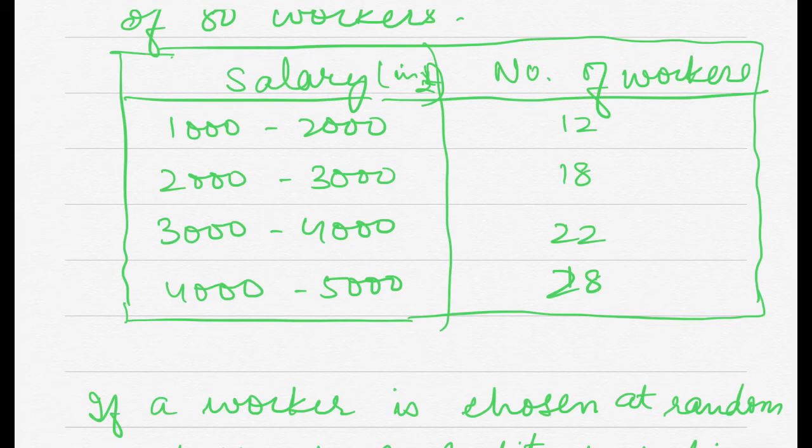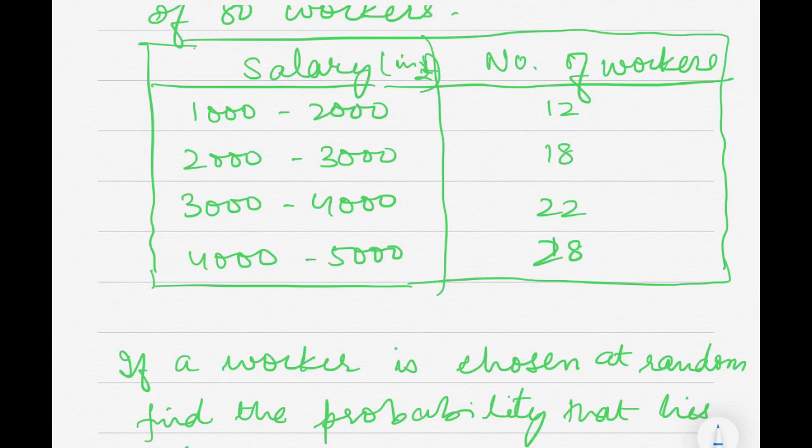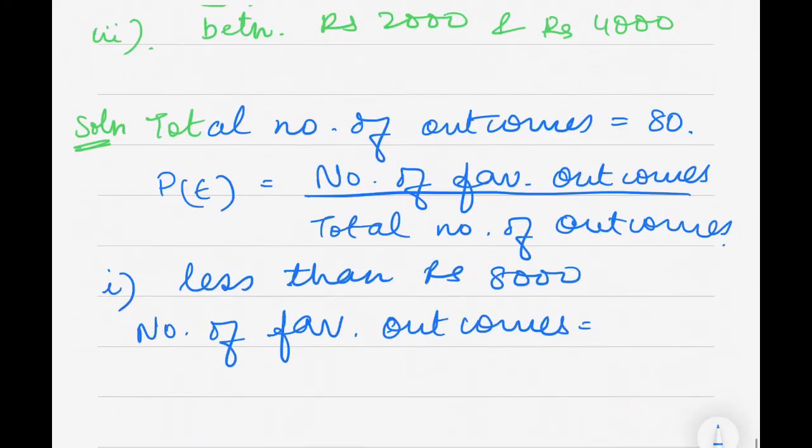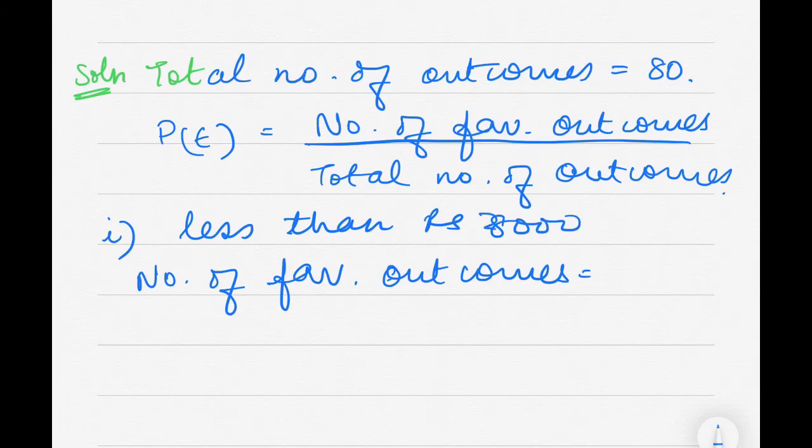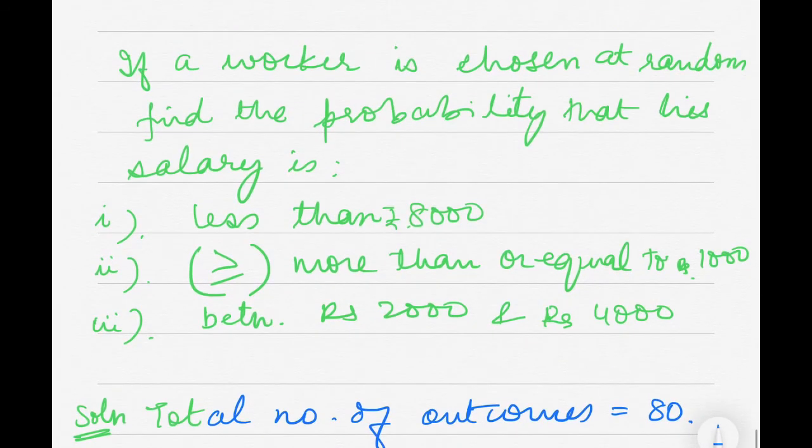Something is wrong here in the question. I think it is something else, not 8,000. So I think it will be 3,000, not 8,000. Yeah, so some printing mistake. Okay, so 3,000 I can take.